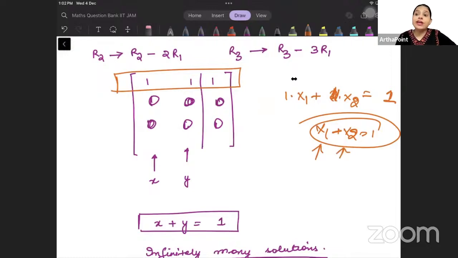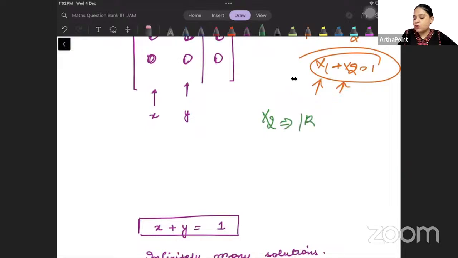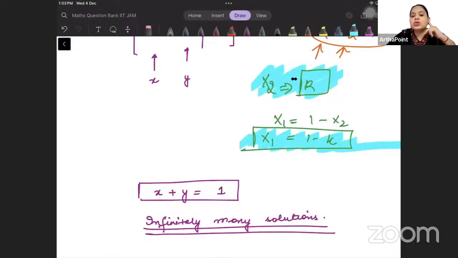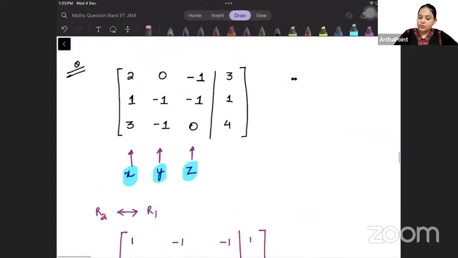Now here we can talk about a free variable. What do we mean by a free variable? I can say that x2 is a free variable which takes the value k. This k can be anything. k can be 1, 2, -4, -5, -10. k can be anything. But x1 will be 1 minus x2, which means 1 minus k. So depending on the value that x2 takes, that is k, you will get different values of x1, right? There will be infinite solutions, because for different values of x2, you will get different values of x1. You are left with only one equation. So therefore, infinite solutions. Okay.